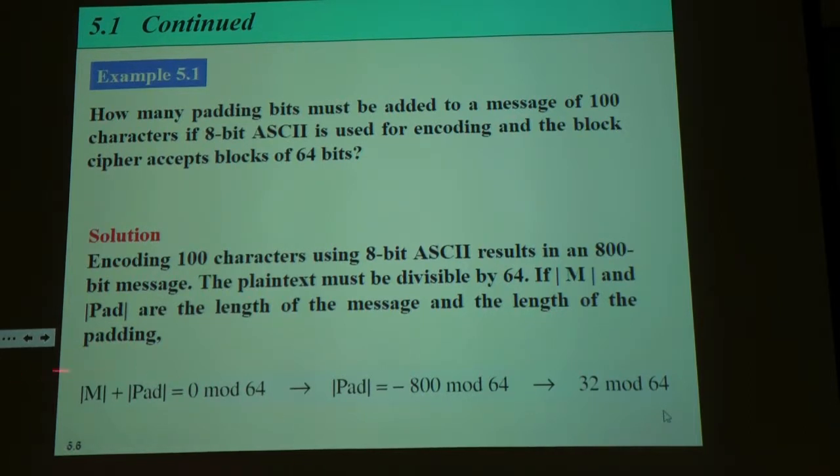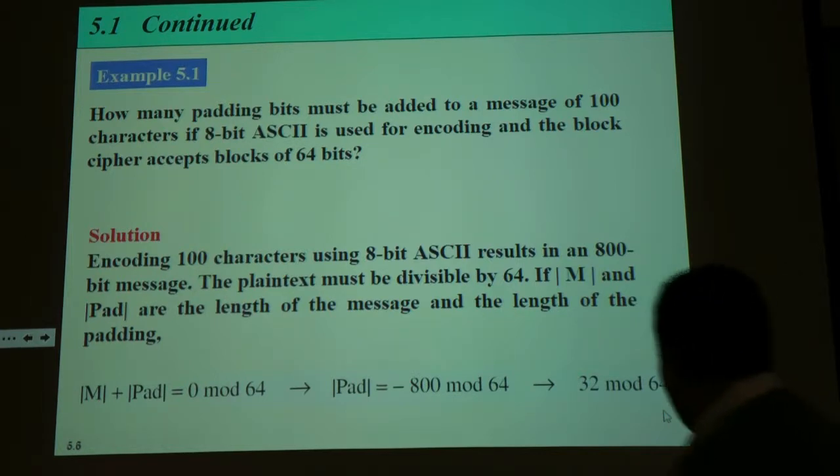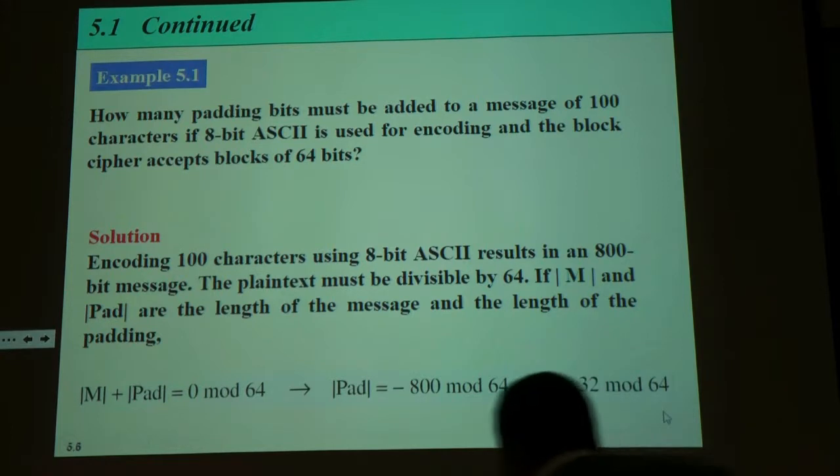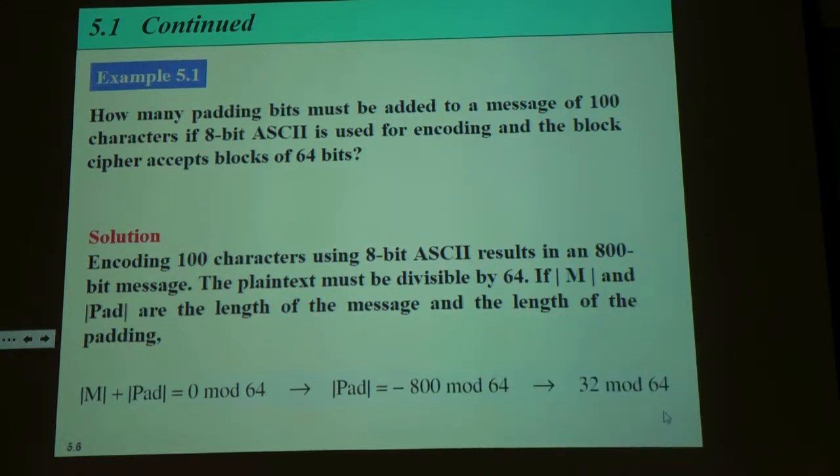So what do I do mathematically? I move the pad to one side and the message to the other side. How much is the message? 800 bits. So the pad equals minus 800 mod 64. I just do the math operation. How much will it be? 32. So how much will the pad be? How much is remaining? 32.